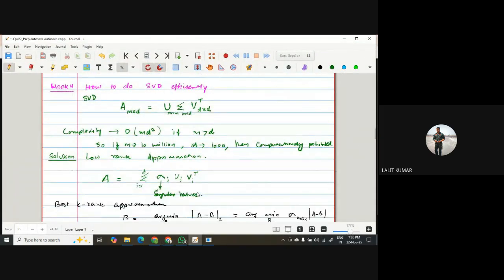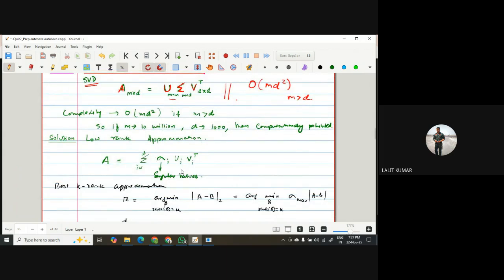The next concept is how to do SVD efficiently. We know from our Stats 2, or I think from our MLF or MLT, that SVD is breaking down a matrix A, M into D, into U (M into M), the matrix with your eigenvalues (M into D), and V transpose (D into D). The complexity of this is M D square when M is greater than D. So if your M is very large and your D is very large, when you have more columns, then it becomes computationally expensive.